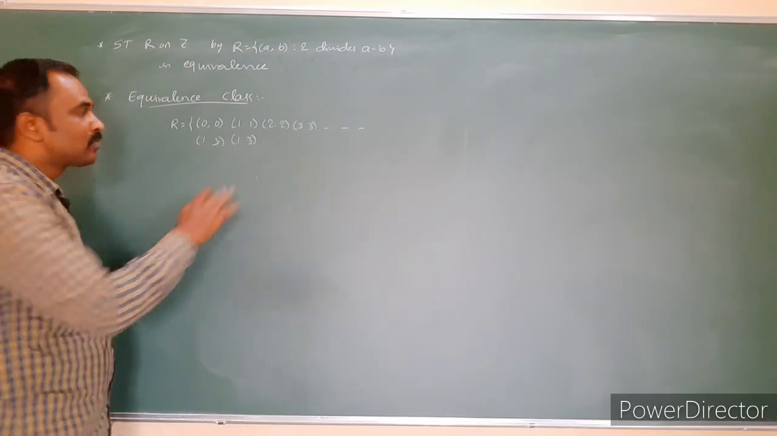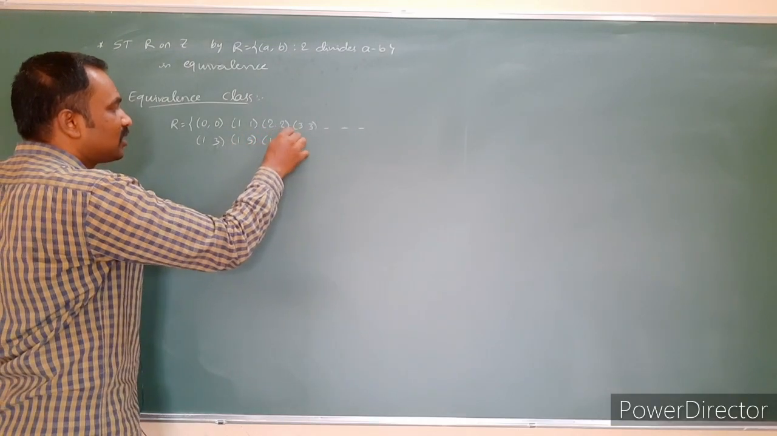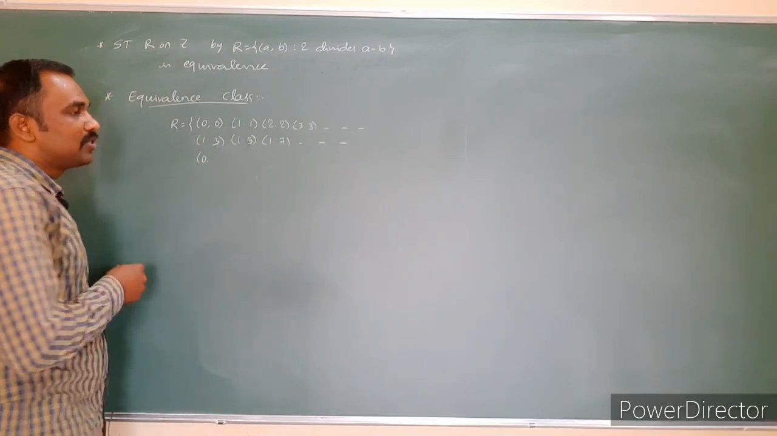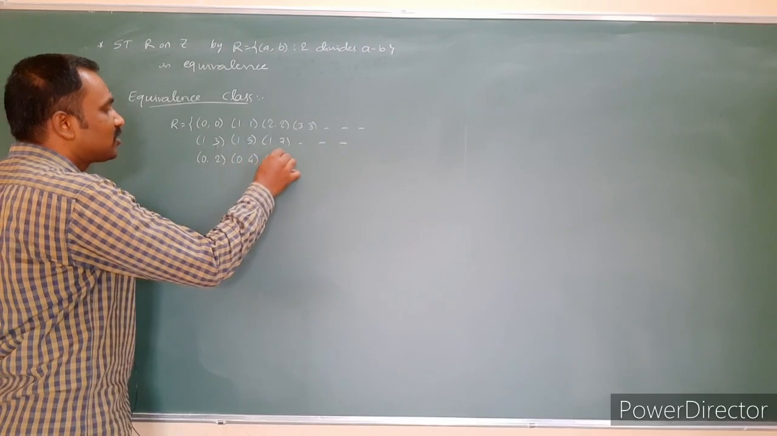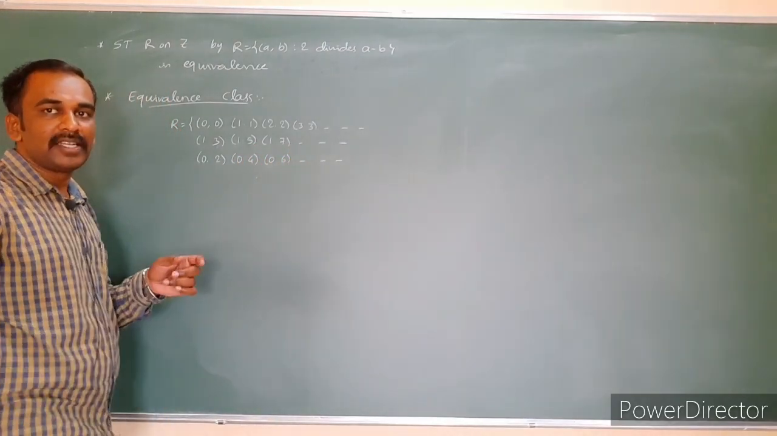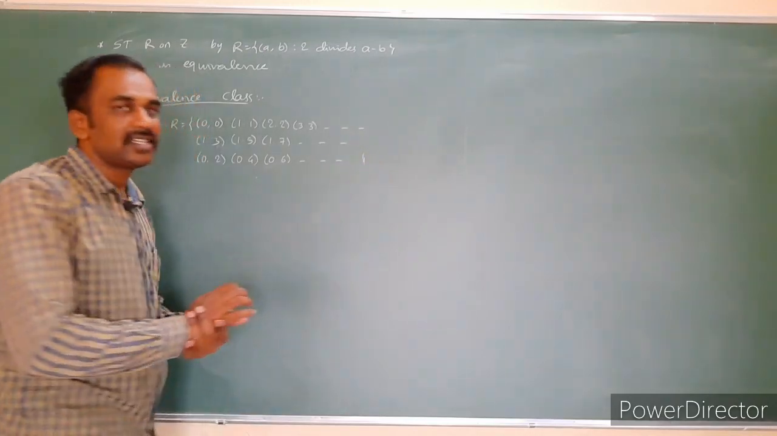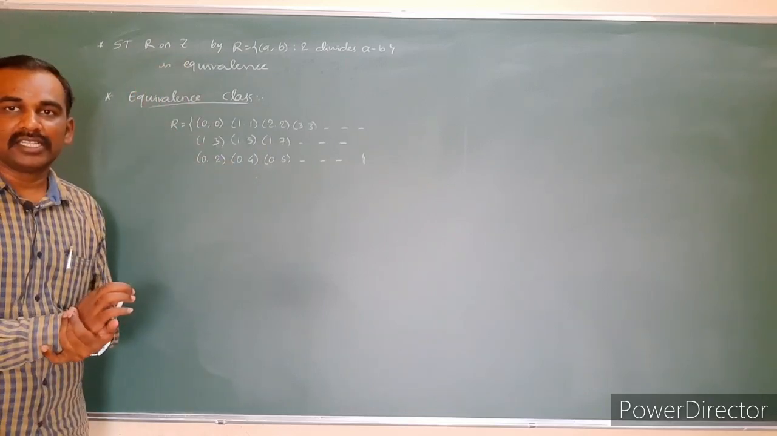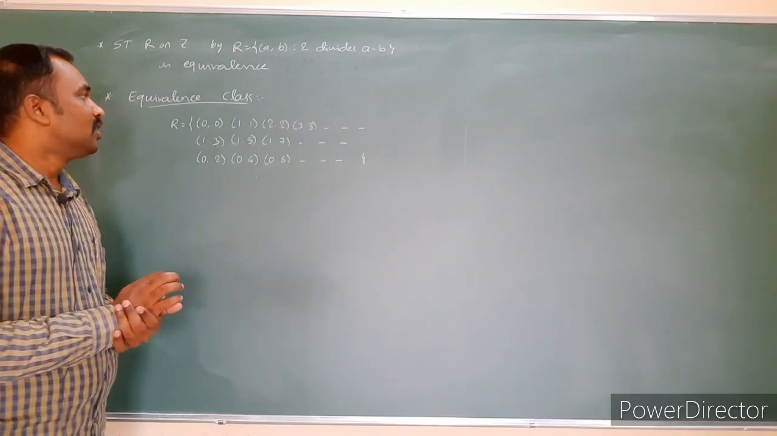1 comma 3 is present, and similarly 1 comma 5, 1 comma 7, all these numbers. Similarly, 0 comma 2 is present, 0 comma 4, and 0 comma 6, and so on. And 2 comma 4, 2 comma minus 2, like that. These all are present. So many ordered pairs we get. It is infinite; we get infinitely many ordered pairs in this relation.